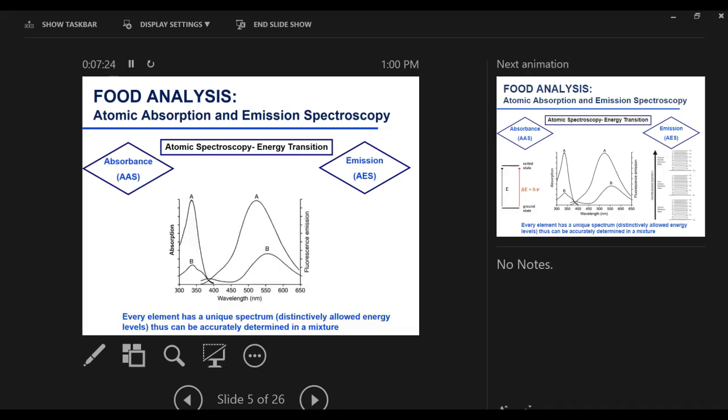So typically, every element has a spectra, or it absorbs light at a specific wavelength. So you can monitor absorption for different elements, and also you can measure emission or monitor emission of light. You can see here, like we said earlier, that the emission happens at a longer wavelength because you have lower energy associated with the emitted light. Absorption happens at higher energy, shorter wavelength.